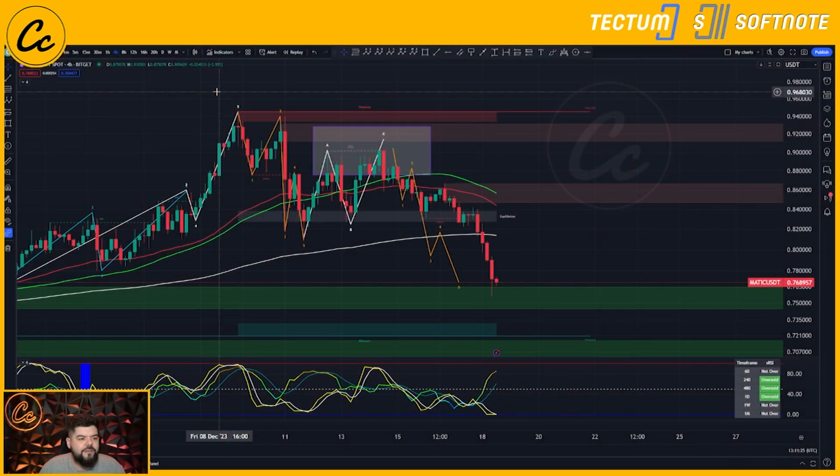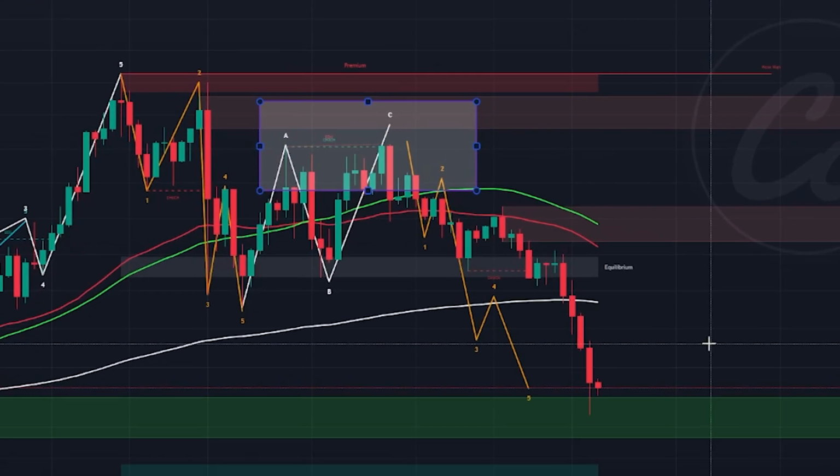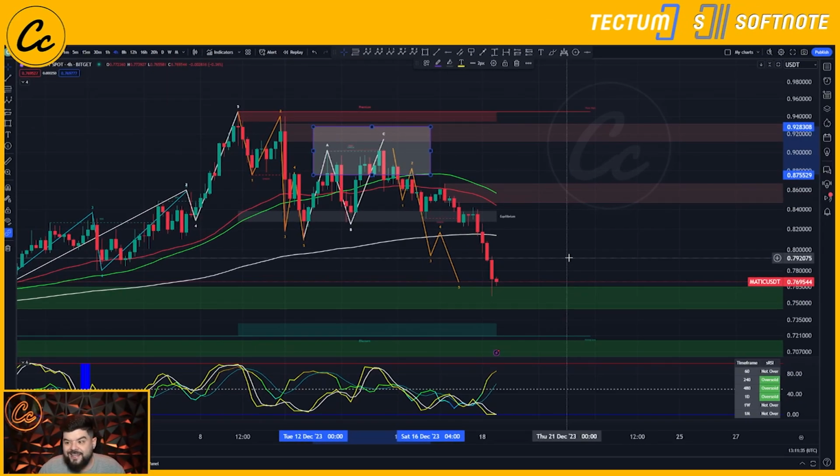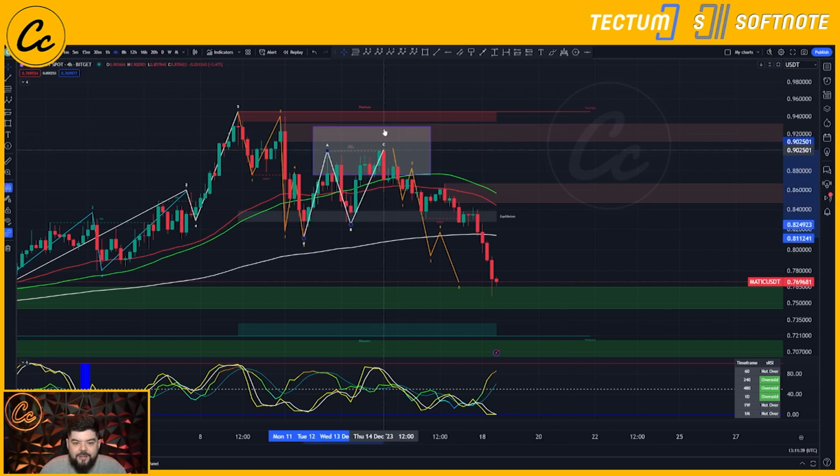We'll start off on the 4-hour time frame for POL, obviously BitGet being the data source. We did see previously the move up here into that C-wave target area between 87.5 cent and 92.8 cent. So we can obviously conclude that that move to the upside is complete over here, and we have of course seen the price break on down.